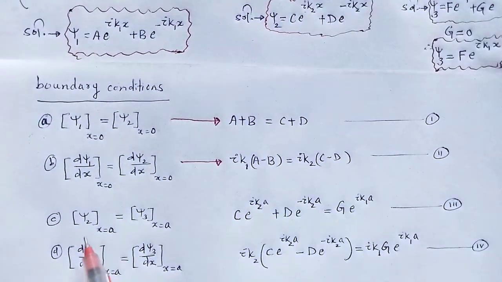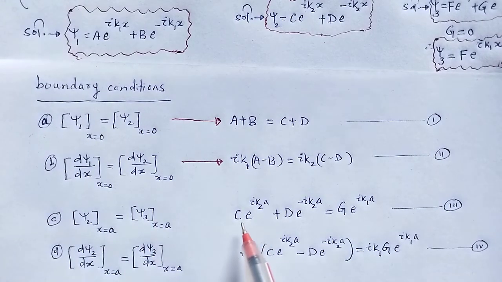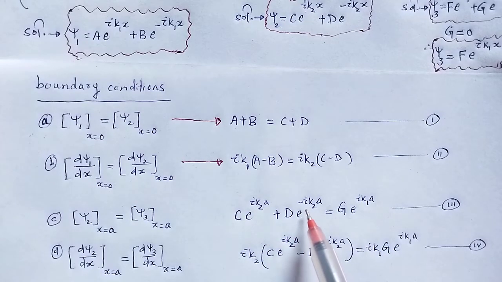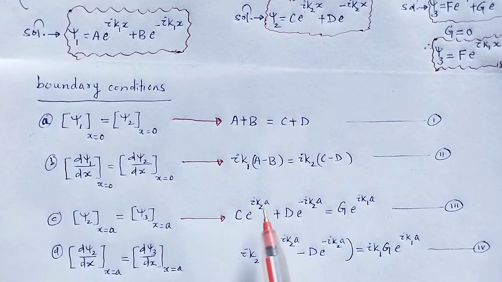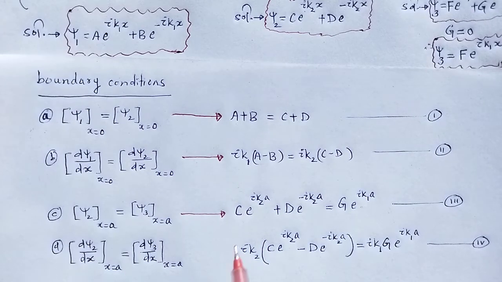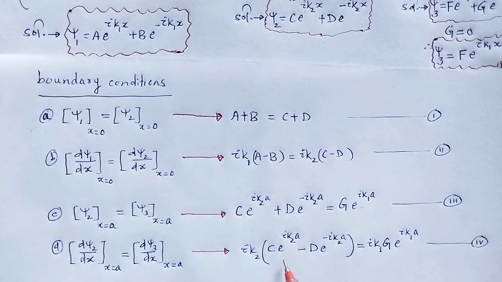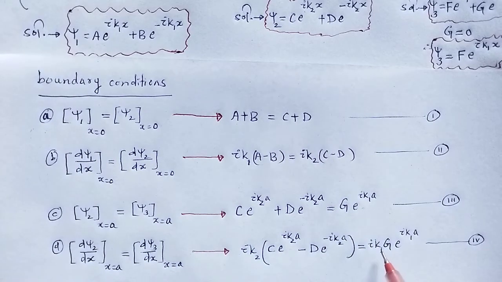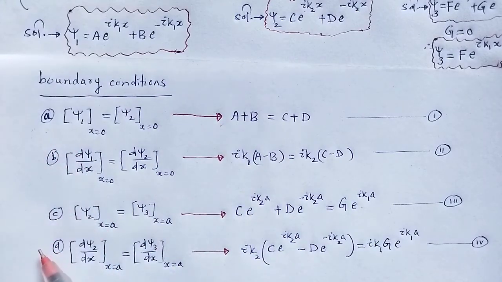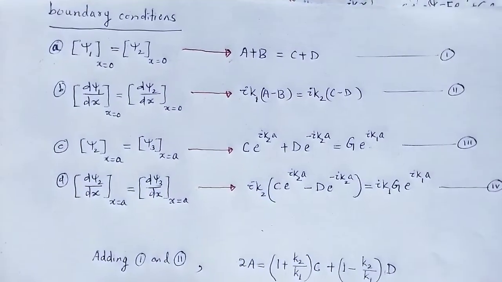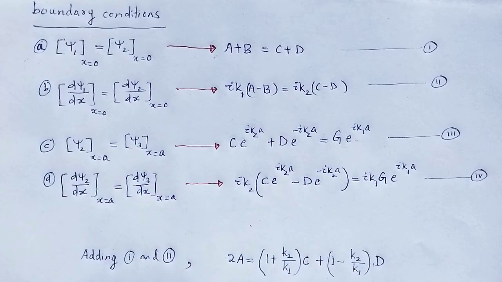Third boundary condition, psi 2 at x equal to a, psi 3 at x equal to a. When we implement, we get c e to the power i k2a plus d e to the power minus i k2a is equal to g e to the power i k1a. This equation is derived by using the third boundary condition. Then the fourth equation is derived from the fourth boundary condition: i k2 whole into c e to the power i k2a minus d e to the power minus i k2a is equal to i k1 g e to the power i k1a. These four are the equations which are derived from these four boundary conditions. We treat the mathematical operations in these equations to get the respective values of a, b, c, d and g.